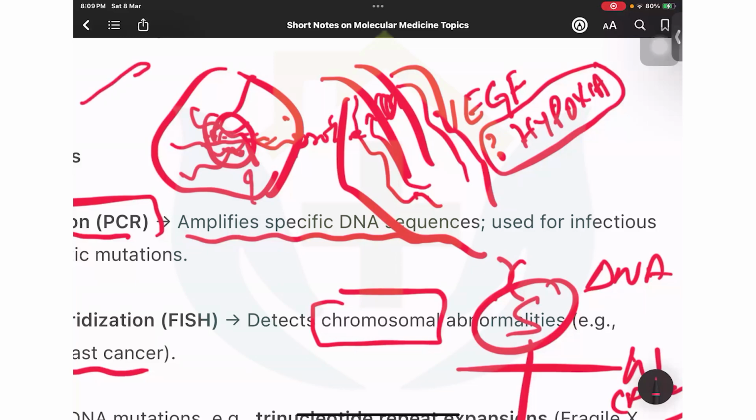The same is playing a part in clubbing, because this tissue undergoes proliferation due to chronic tissue hypoxia. There is fibroblast proliferation in the nail beds. This leads to clubbing.